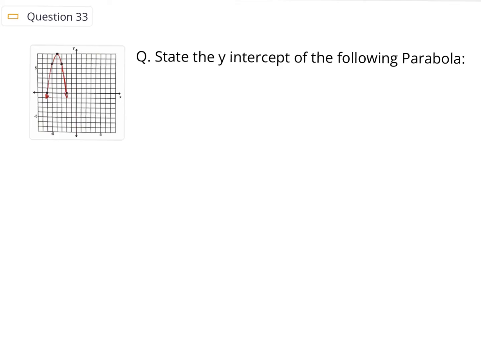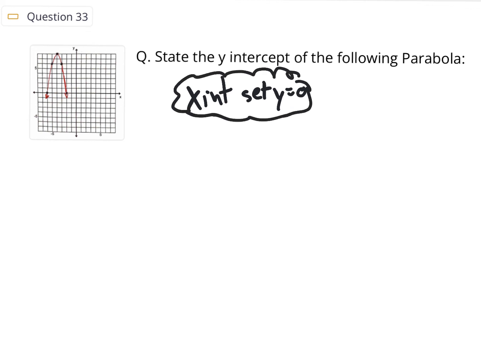On this question, they're asking us to state the y-intercept of the following parabola. Okay, so the y-intercept is where it crosses the y-axis. Sometimes you'll be able to see where it crosses, but sometimes you have to use algebra to determine where it crosses. Okay, and I hope we remember this from Algebra 1. To find the x-intercept, we set y equal to 0 and solve. Okay, that's just something that we should know. Also, to find the y-intercept, we set x equal to 0 and solve.